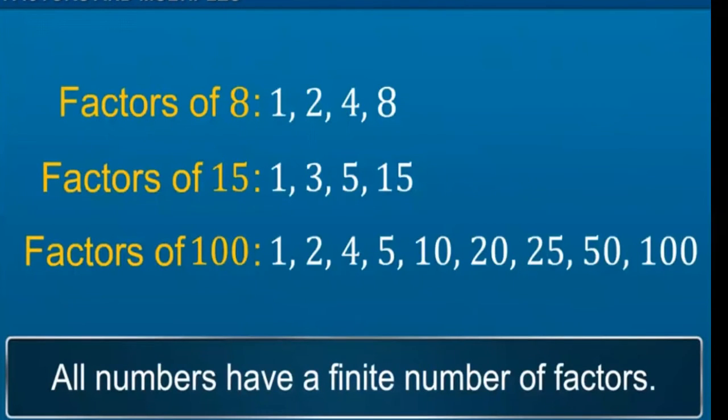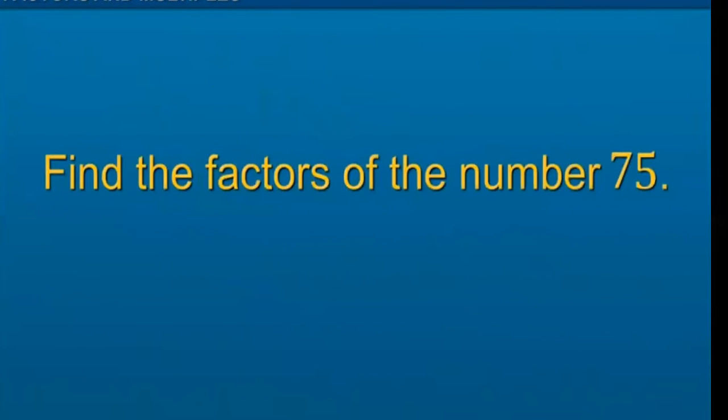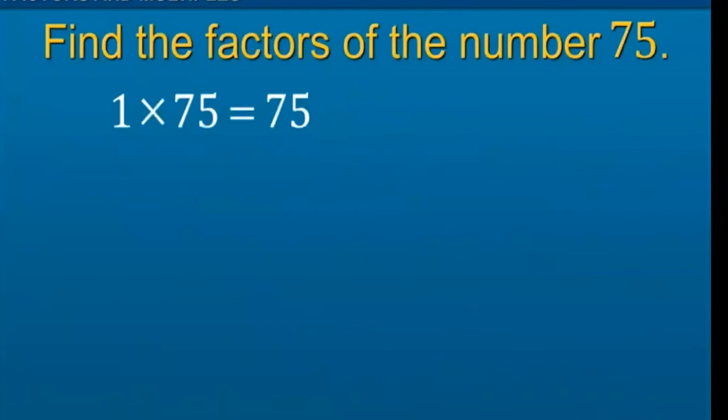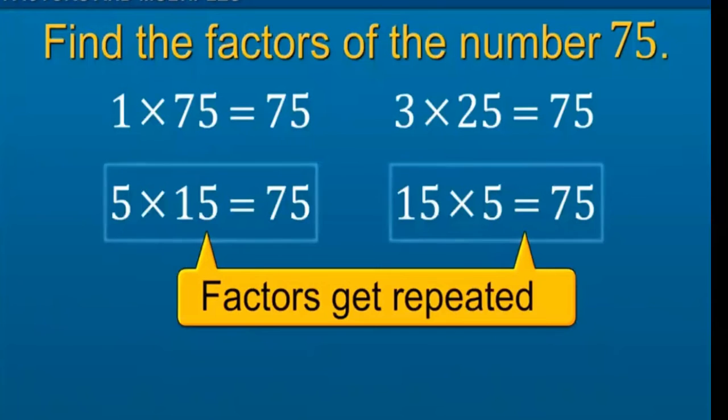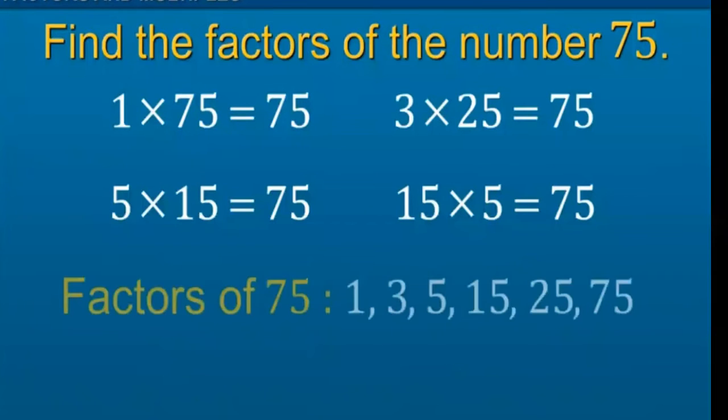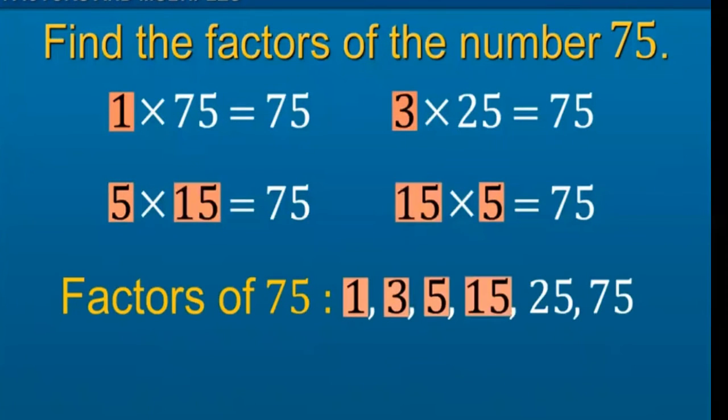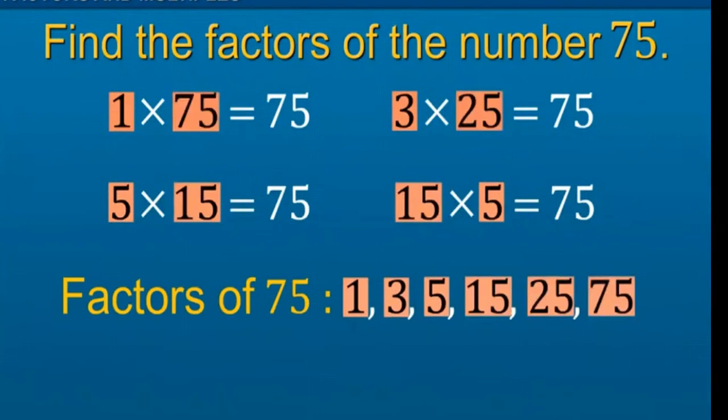Before we move on, let's take another number and find its factors. Let's find the factors of the number 75. 1 into 75 is equal to 75. 3 into 25 is equal to 75. 5 into 15 is equal to 75. 15 into 5 is equal to 75. You can stop right here. When you reach a combination where the factors start getting repeated, you need not look for any more combinations. Thus, the factors of 75 are 1, 3, 5, 15, 25, and 75.